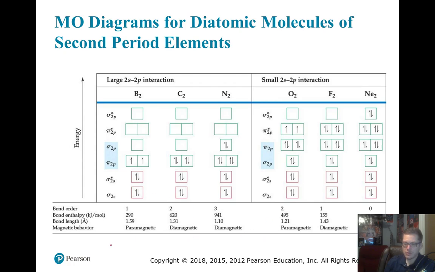Now the other thing that we want to look at here is this idea of paramagnetic versus diamagnetic. Paramagnetic compounds, and we'll talk about what that means in a second, are caused when you have unpaired electrons in your molecular orbitals. Boron here has unpaired electrons right here, so it's paramagnetic. Carbon has no unpaired electrons, everything's paired up, so it's diamagnetic. Same with nitrogen. Oxygen, though, has unpaired electrons up here in the antibonding orbital, so it's paramagnetic. And then fluorine is also diamagnetic.